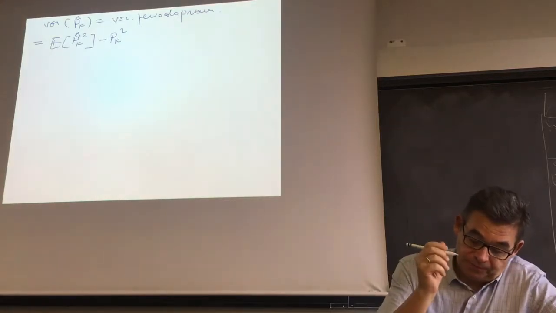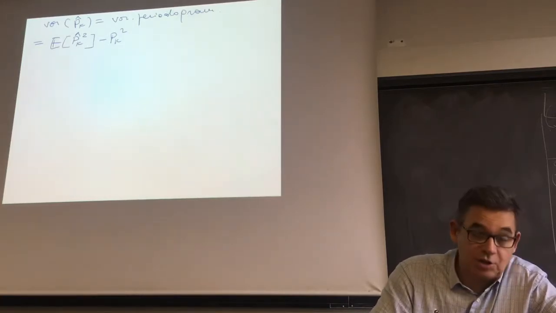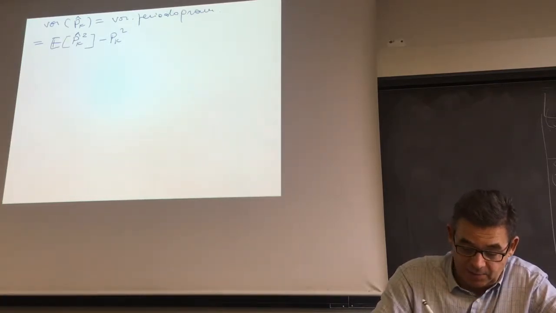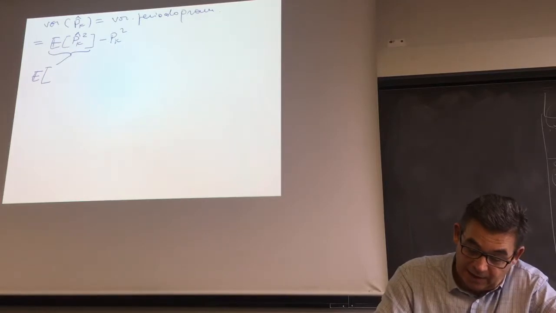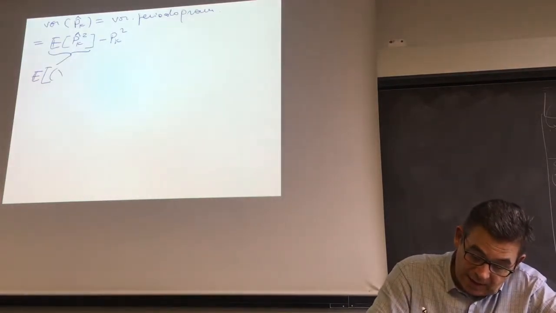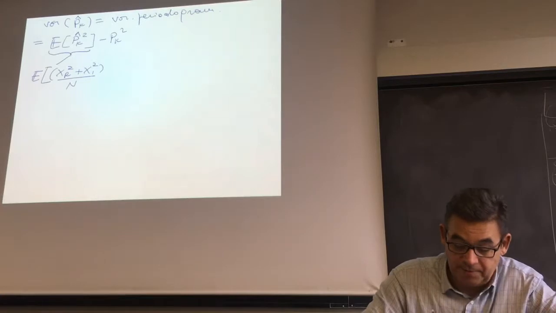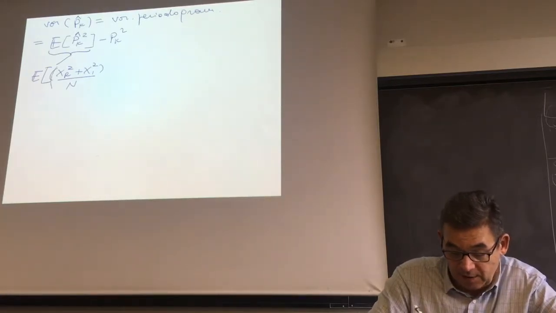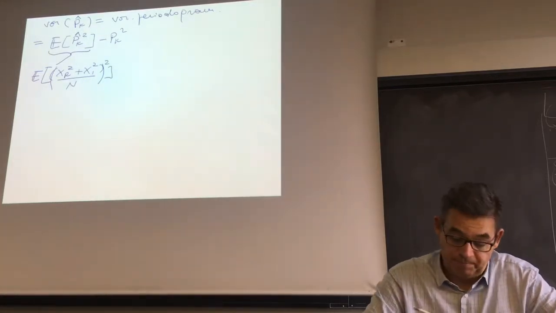Now let's go on with that. So what is the expectation of p hat k squared? Now let's look at that. This is the expectation of, what is p hat k? It is x real squared plus x imaginary squared, divided by n. Now, according to the definition, it's to the square, because it is the definition of the periodogram, squared.